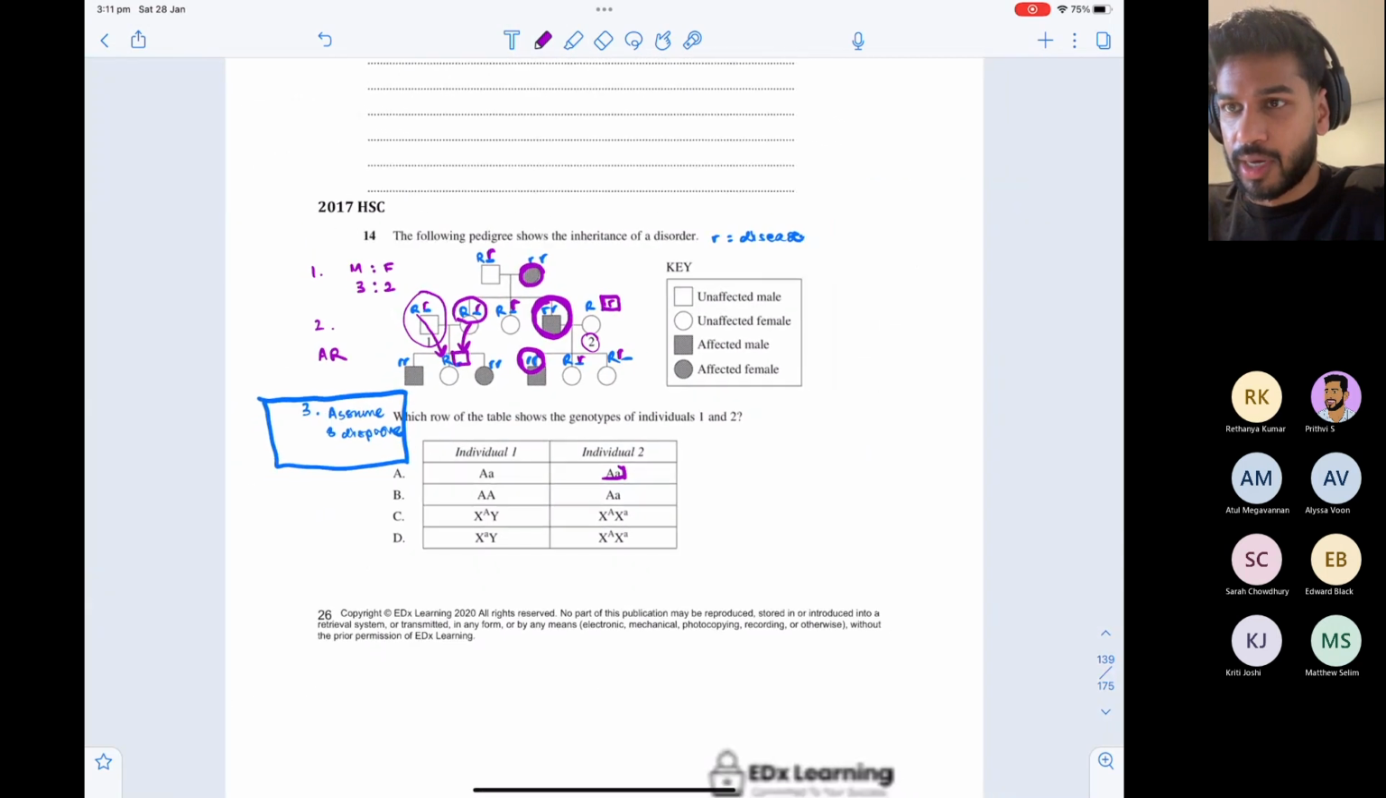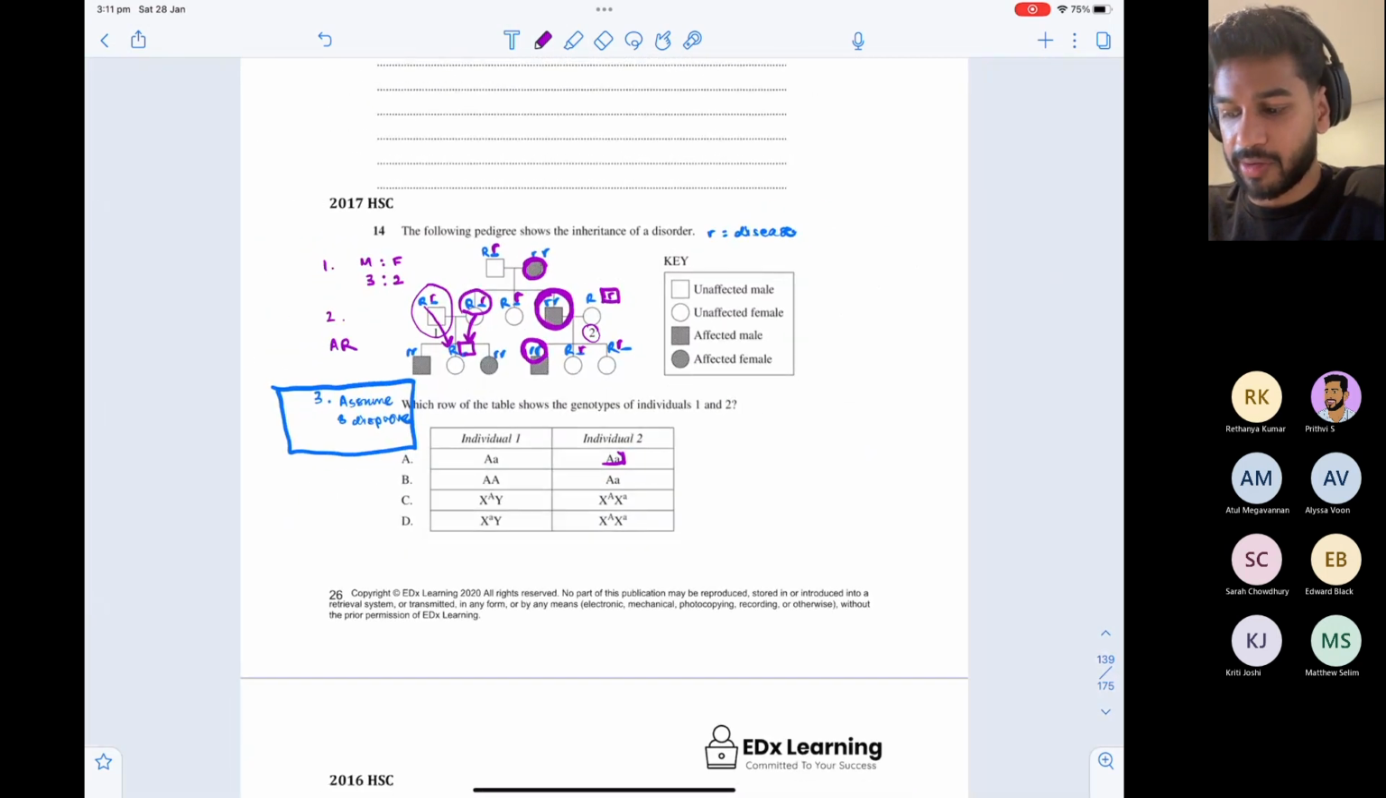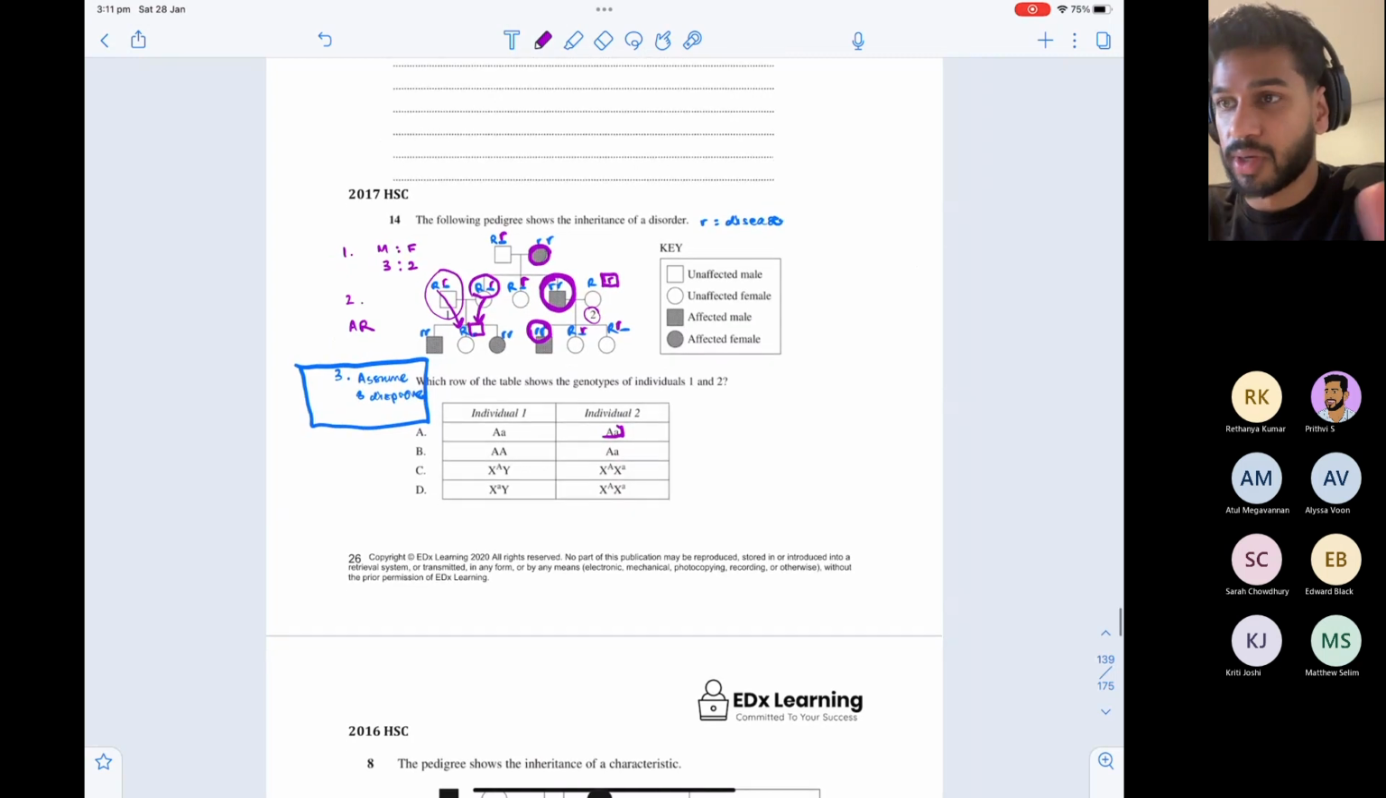Good. Any questions about pedigrees? I think we have covered them quite exhaustively. There's literally nothing else you need to know about pedigrees, right? How to draw them. What's the one thing you're not going to forget when you draw a pedigree? Let's go to Kriti. The key. Very good, right?